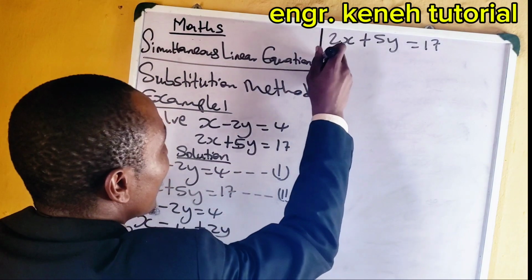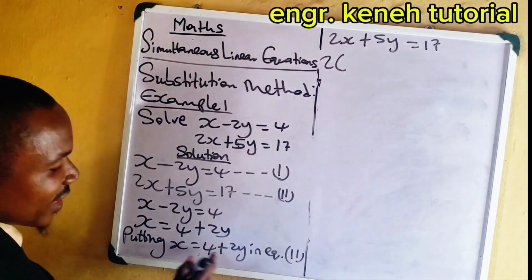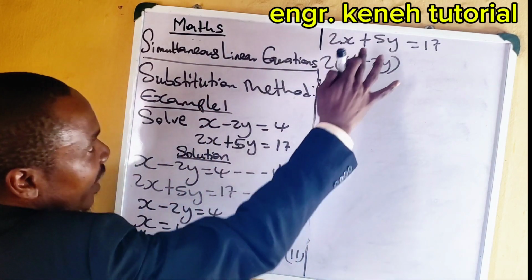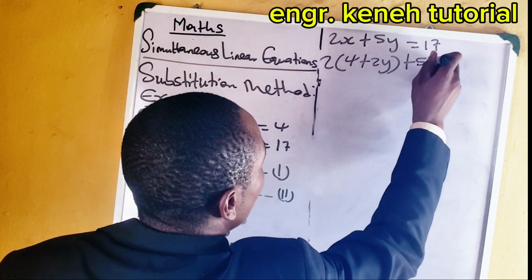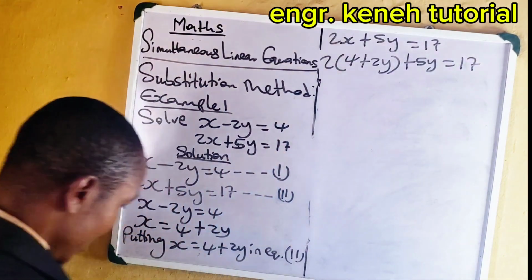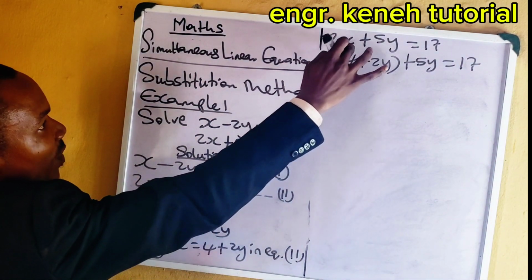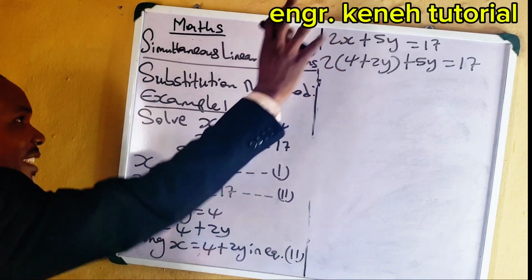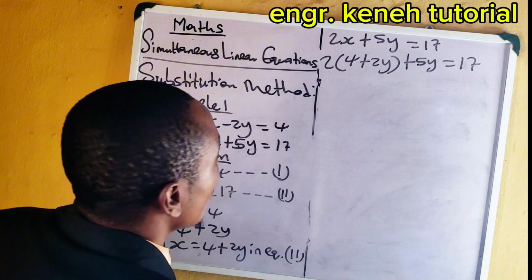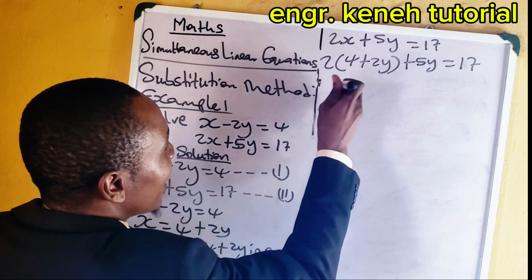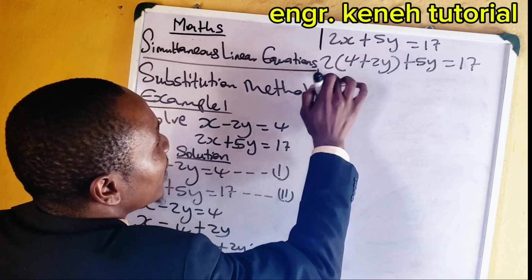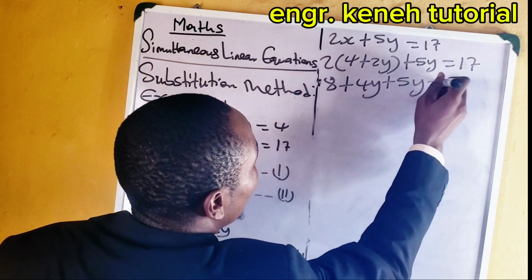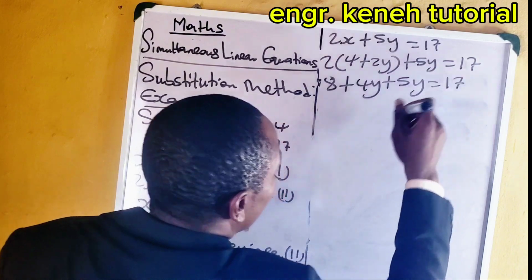So look at x here. I'll write like this. In place of x, I'll write its equivalent, which is 4 plus 2y. Can you see that? Then I will have this plus 5y equals 17. So in place of x, I wrote its equivalent. I removed the x and wrote its equivalent, which is this. So opening this bracket, I will have 2 times 4, which gives me 8. 2 times 2y gives me 4y. Then I have 5y, and 17 like this.